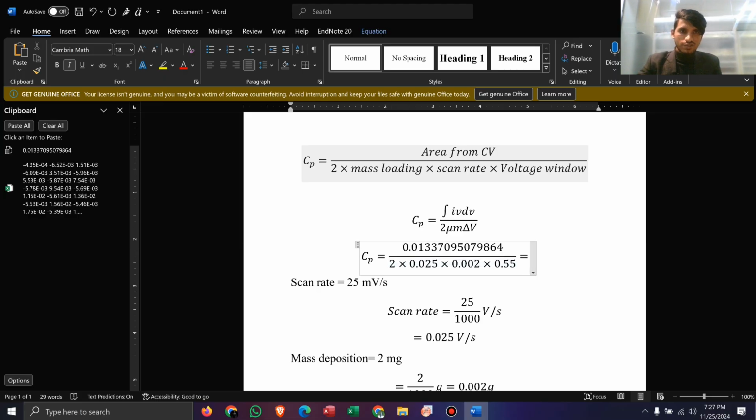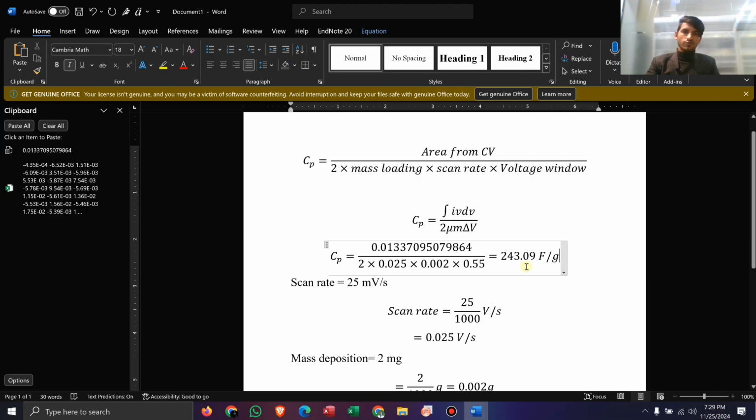After doing that, I just have to use my calculator and find the answer for this. After plugging in all of these values in the calculator, the value that came out was 243.09, and that is in farad per gram. So this is the method of calculating the specific capacitance from CV.